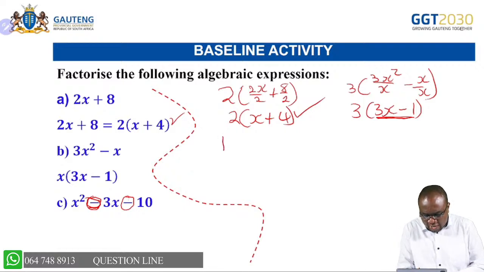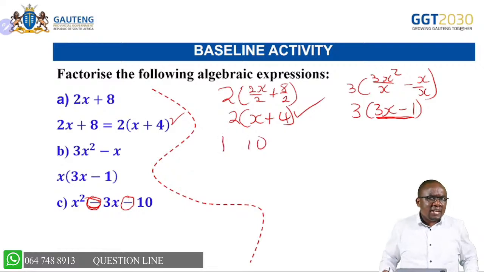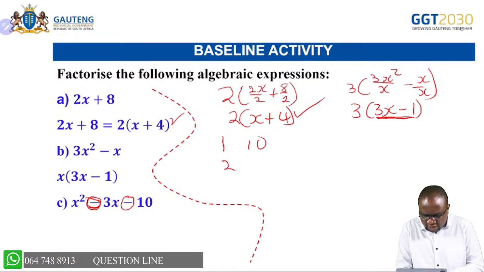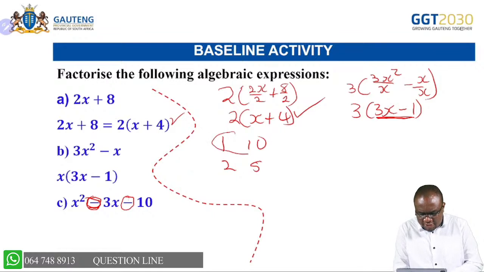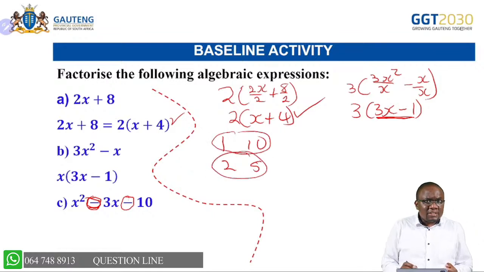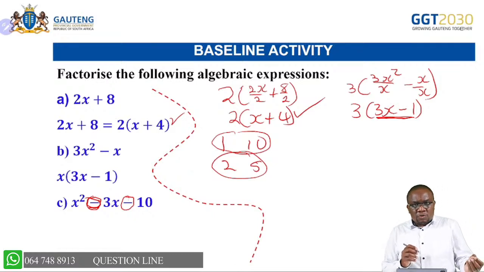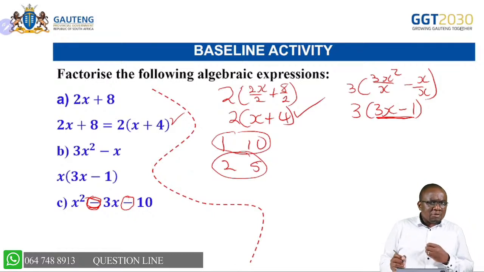And then I have 1 goes with 10, because 1 times 10 is 10. Now, can we have negative 10, positive 1? Check that and see if they can give you negative 3 if you add them. And then 2 goes with 5. Okay? Right. So there's this combination and this combination. Just pick the correct pair there, and then choose which one is going to be negative and which one is going to be positive.